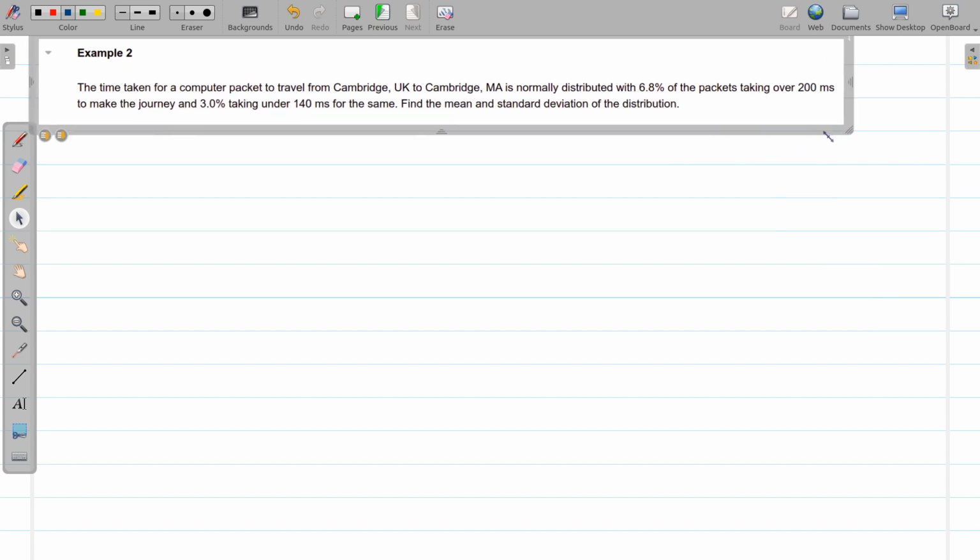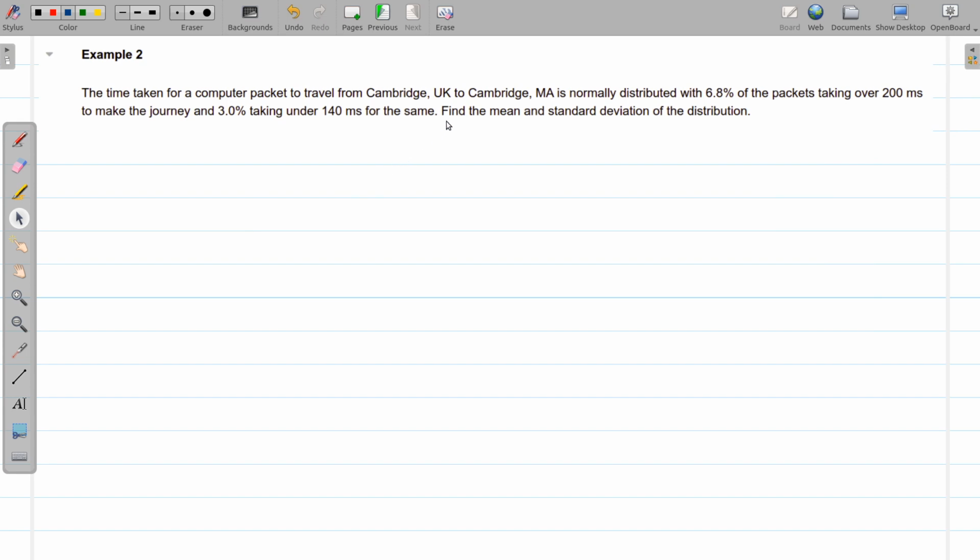The problem is: the time taken for a computer packet to travel from Cambridge, UK to Cambridge, Massachusetts is normally distributed. So essentially what it means is this. We have the United States here, and across the Atlantic we have the United Kingdom, somewhere on the tip of Europe. There is a place here, and that place is Cambridge, which is in the UK. And somewhere in the United States, in a state called Massachusetts, there's another place called Cambridge. So these are two different places with the same name, separated by the Atlantic Ocean.